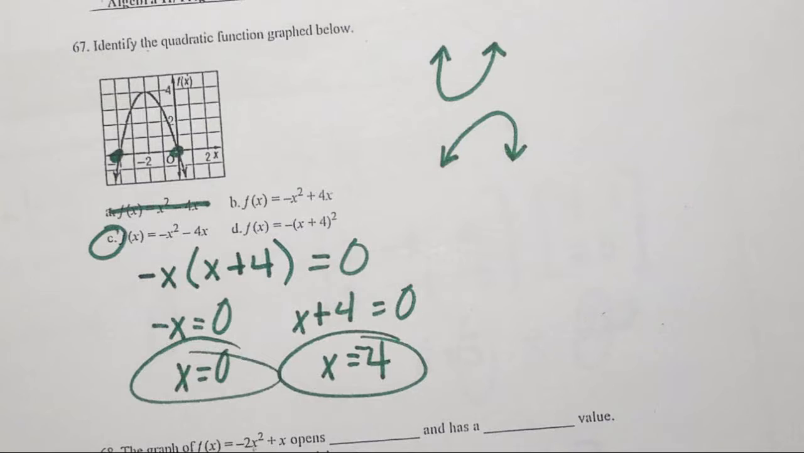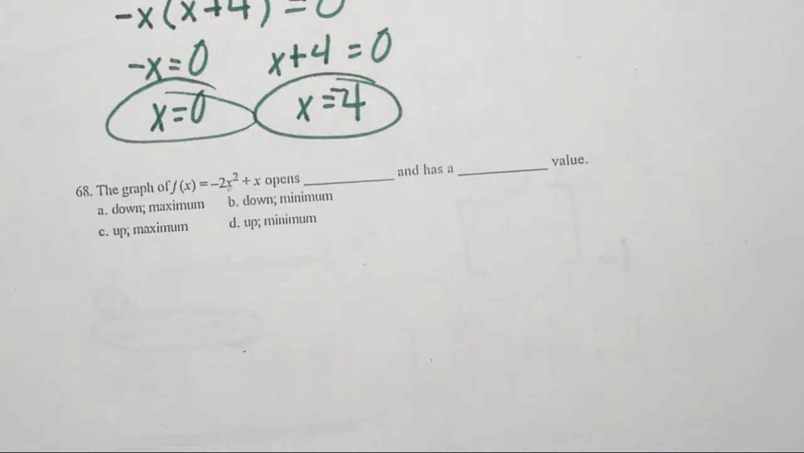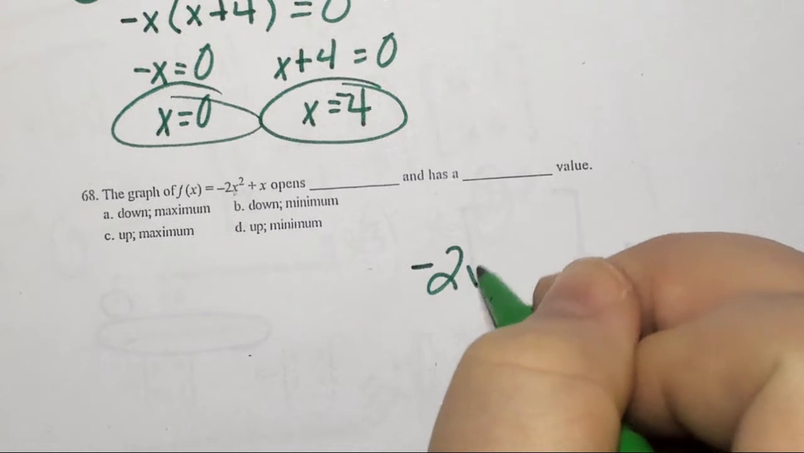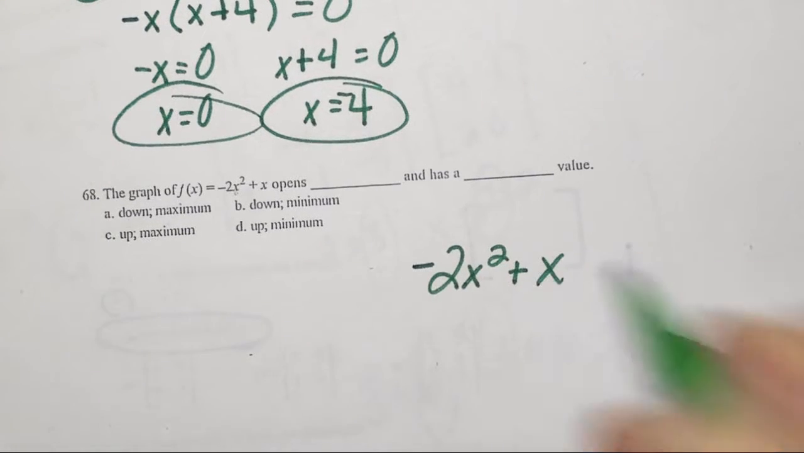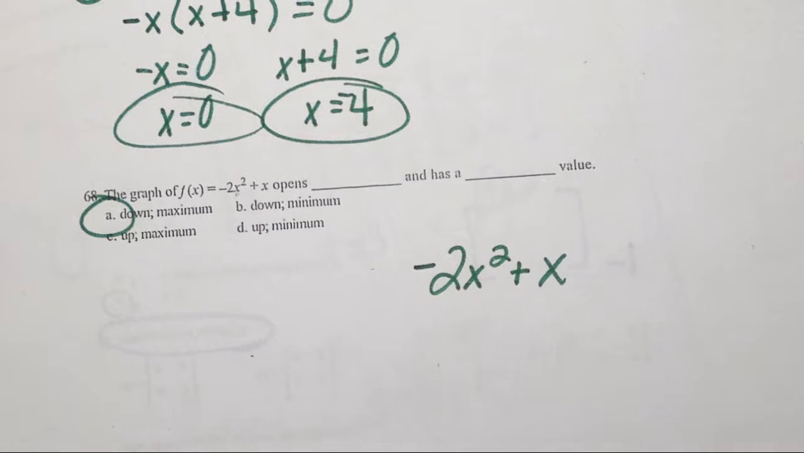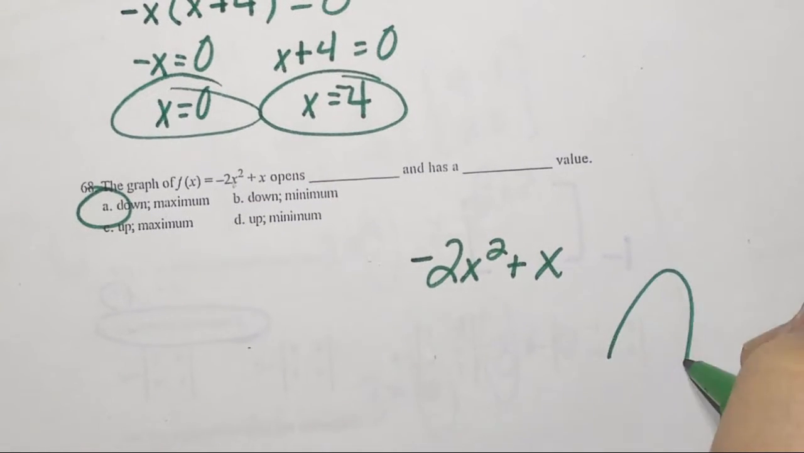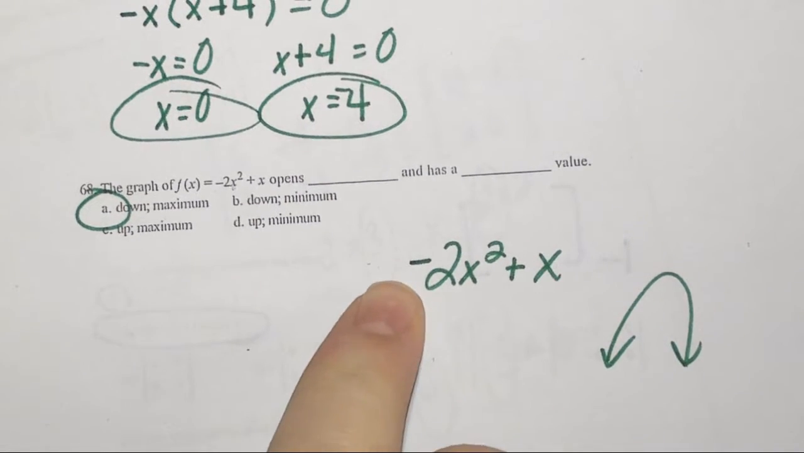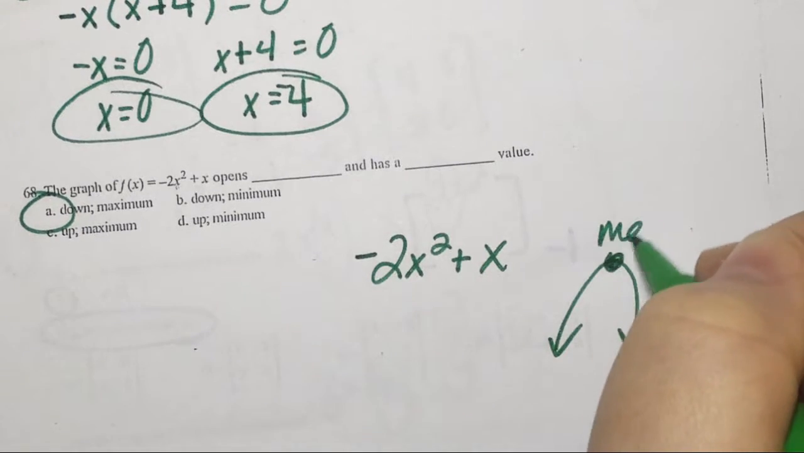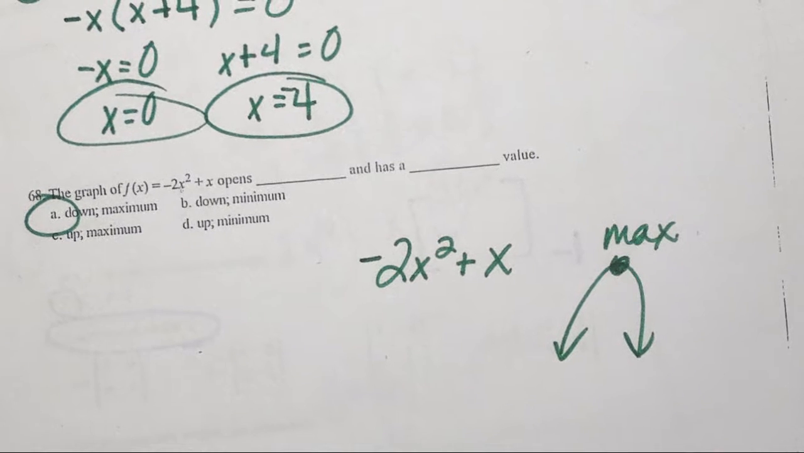Okay, 68. We don't need to graph anything because we're smart. We have a brain. It says f of x equals negative 2x squared plus x, and that opens blank and has a blank value. It opens down, you can have a point. It opens down because of that negative in front. And if our parabola opens down, this should be a max. Our vertex is a max. So it is A.